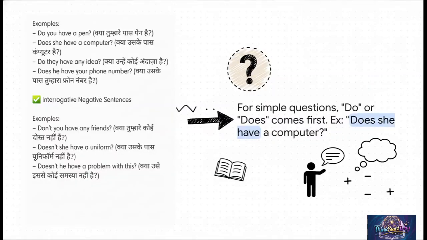So, for a simple question, all you do is take do or does and pop it right at the beginning of the sentence. Take a look at this example. Does she have a computer? And what do you see? There it is again. Have, not has. Because that little word does at the front is already doing all the work, so has isn't needed.